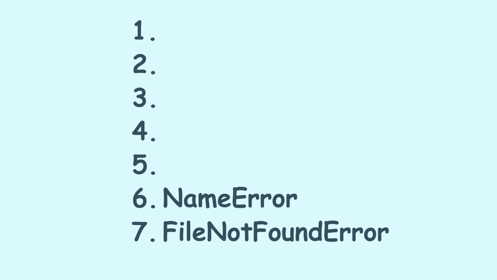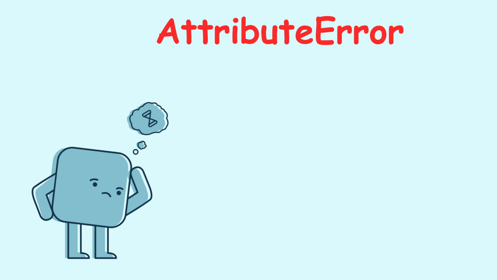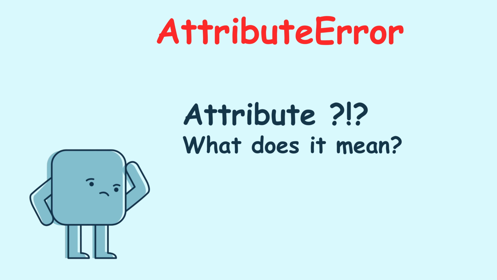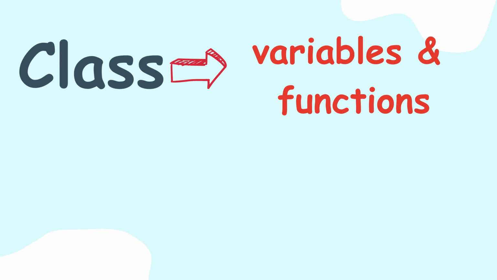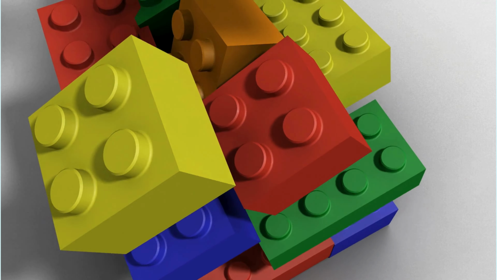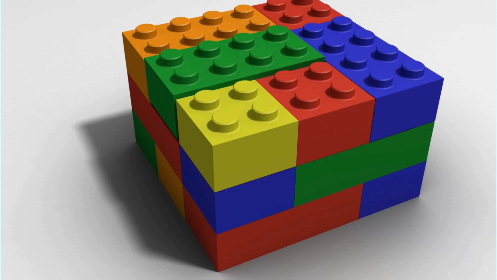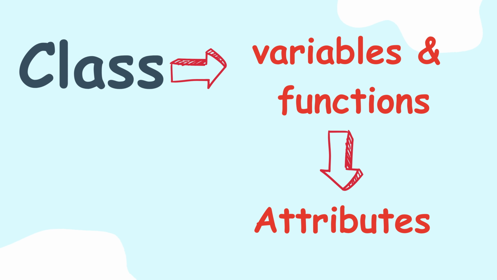So, coming in at number 5 on our list is attribute error. If you don't have a computer science background, you're probably thinking, what the heck is an attribute? As you might know, each class is made up of a combination of variables and functions. Hence, these variables and functions can be thought of as building blocks of any given class. Attributes is just a fancy way of saying building blocks of a class.